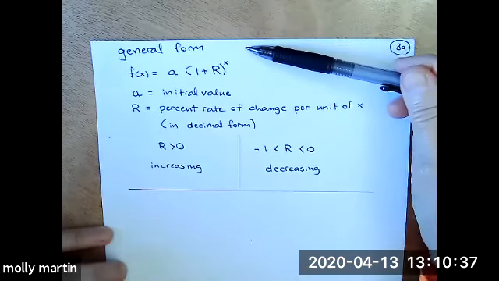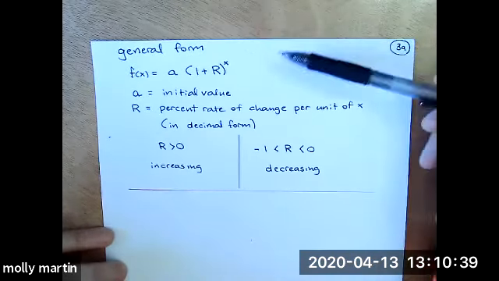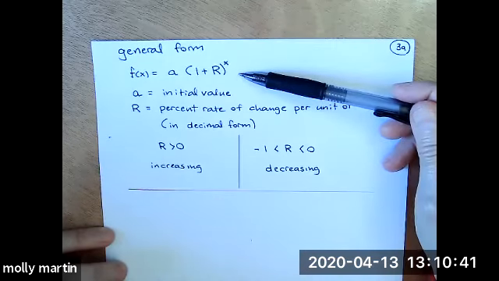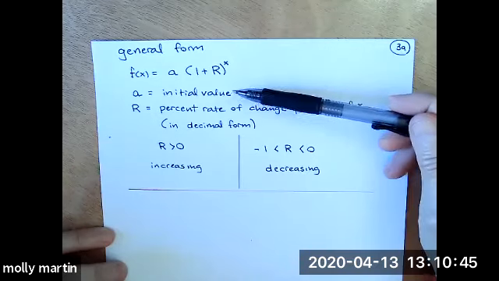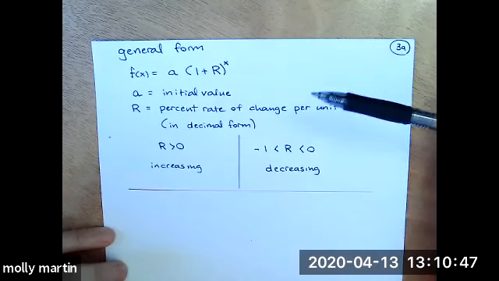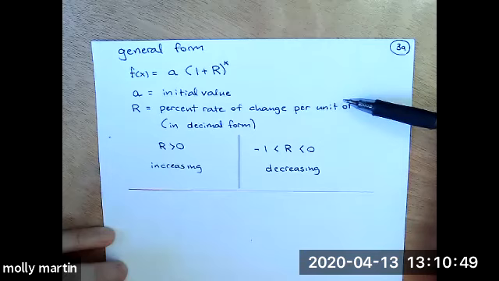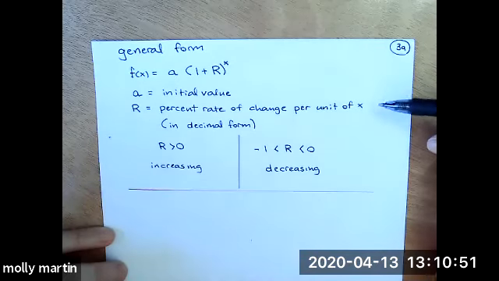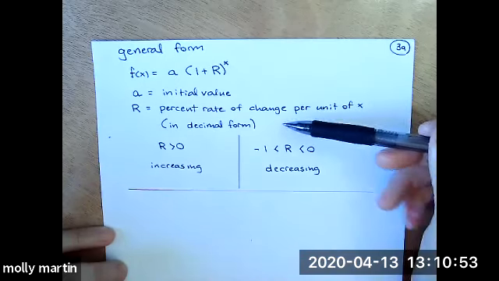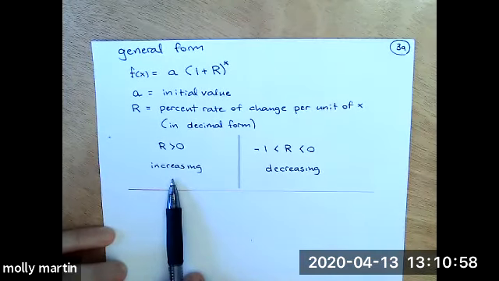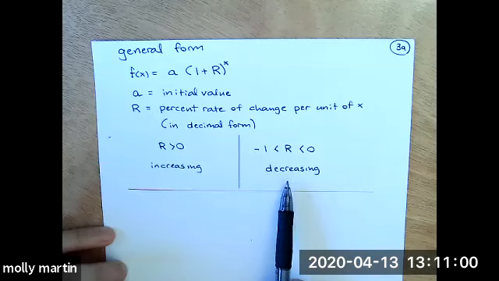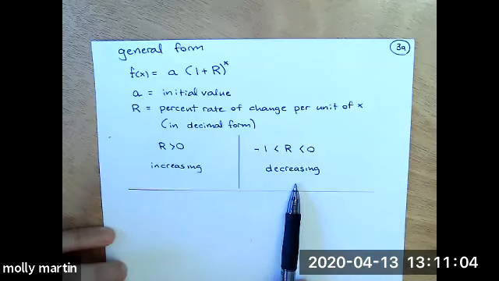The general form of an exponential function can be written as f of x equals a times 1 plus r to the x, where a is the initial value, r is the percent rate of change per unit of x in decimal form. If r is positive, the function is increasing. If r is between -1 and 0, the function is decreasing.